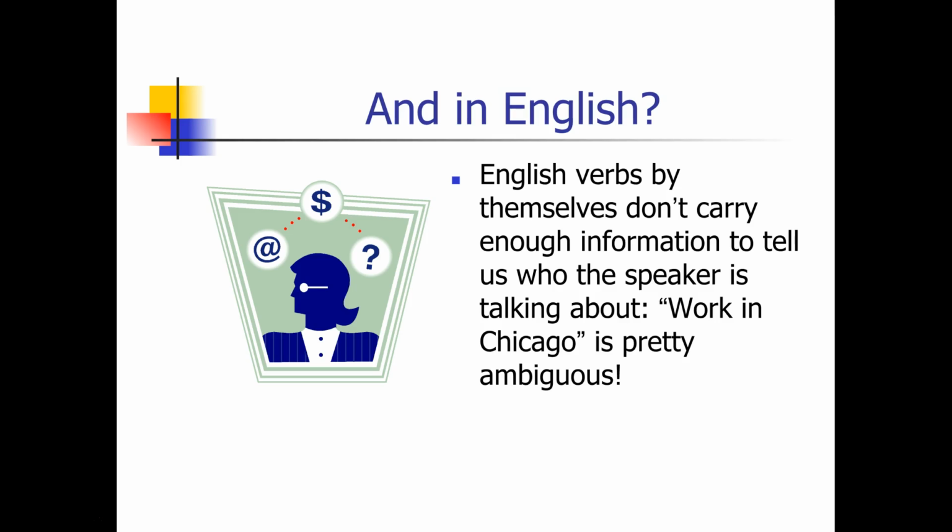Now, what about English? What if we tried to say, I work in Chicago, but we left out that pronoun? Well, the verbs in English, unfortunately, do not carry that information like a Spanish verb does, and it would sound something like work in Chicago. And that's ambiguous, meaning that, who works in Chicago? Do you? Do I? Do they? Do we? Who works there? So it isn't specific like the Spanish ones are.